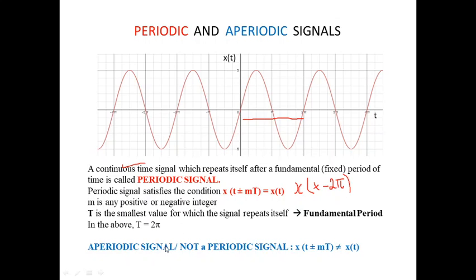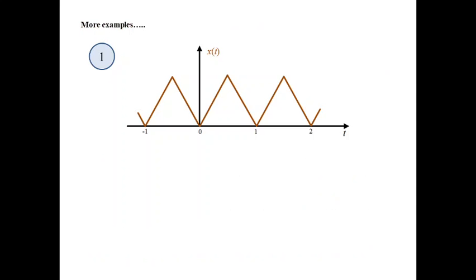An aperiodic signal is one which does not satisfy this condition, that is, x of t plus or minus mT is not equal to x of t. So when you shift the signal as a delay or advance and the resultant signal is not equal to the original signal, then that type of signal is called an aperiodic signal.